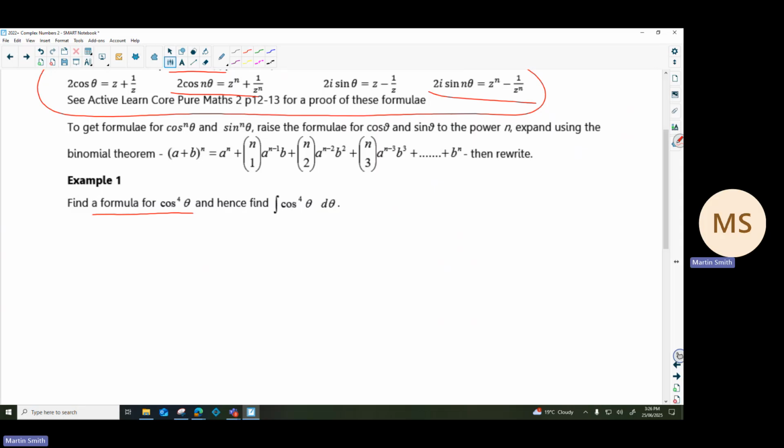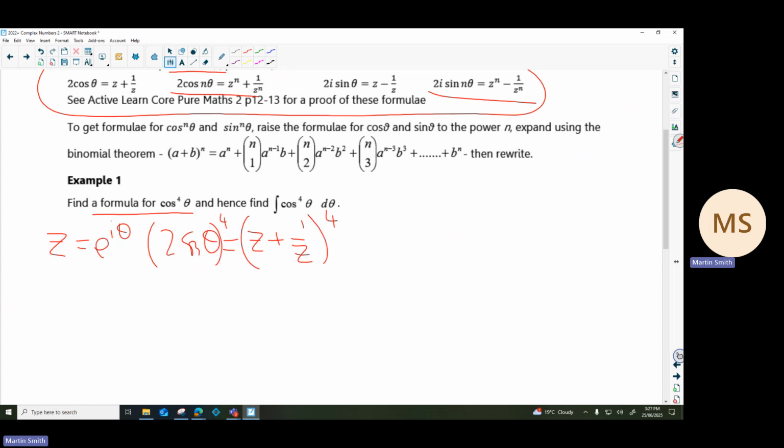So this is what I'm going to do. If I want to show a formula for cos to the 4 theta, I'm going to start off with an identity which has got cos to the 4 theta in it. So from what I've done earlier, if z is e to the i theta, I know that 2 cos theta is equal to z plus 1 over z. That's from what we've done earlier. And now I'm going to raise both sides of that to the power of 4. So 2 cos theta in brackets to the 4 is z plus 1 over z to the power of 4.